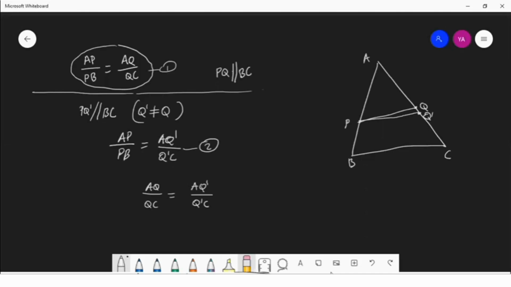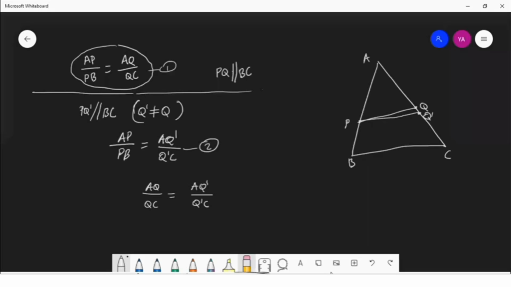AC is a line. Q and Q dash are two points on AC. Q dash is not equal to Q, such that the ratio AQ is to QC is the same as AQ dash is to Q dash C. That is impossible. This contradiction came because of our wrong assumption that Q dash is not equal to Q. So Q dash and Q must be equal, and that must be parallel to BC. So that's the proof. Very simple proof, only a few steps you have to write.